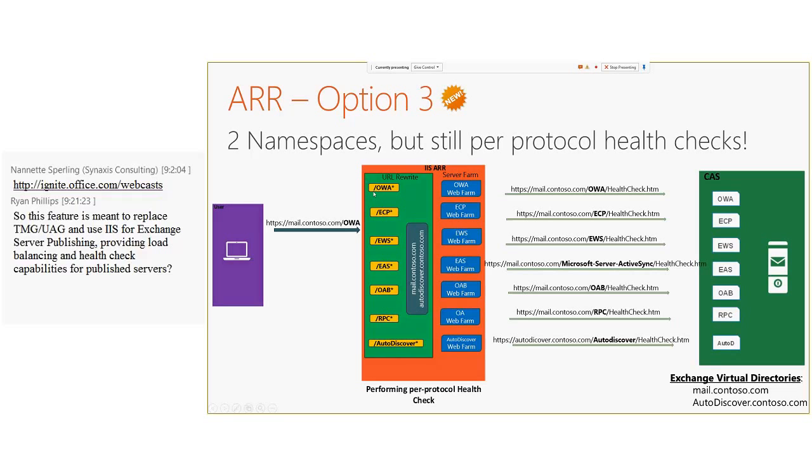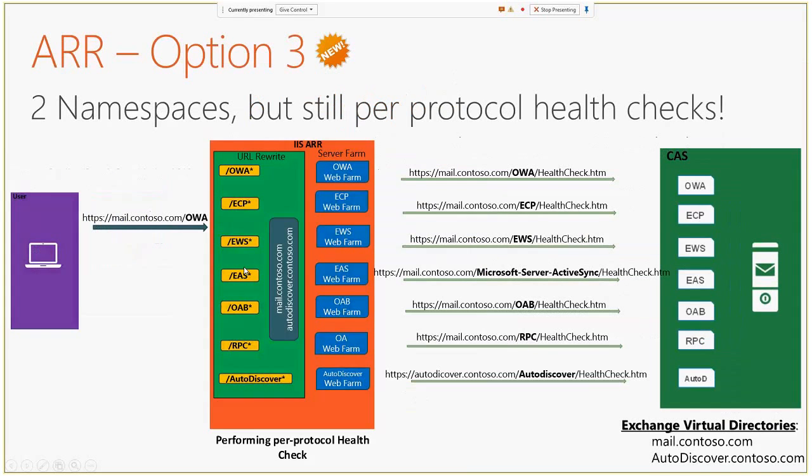One would be WAC OWA star, the one would be WAC ECP star, and so on and so forth really at that stage. So what we would come up with is different rewriting rules that would all listen on mail.contoso.com, but would also be triggered on the first word that comes after mail.contoso.com. So we would go for OWA star, ECP star in the URL rewriting rules.